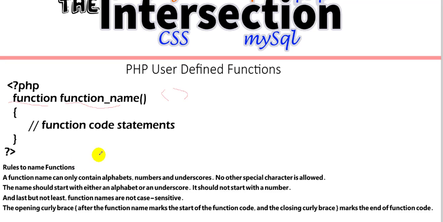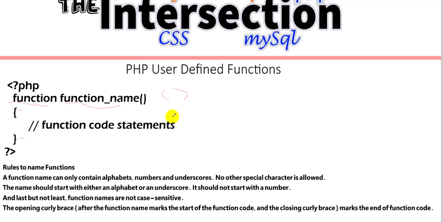There are rules to name the function. One of the rules: the function names can only contain alphabets, numbers, and underscores. You can't use any special characters in the function name. The name should start with either an alphabet or an underscore, but it cannot start with a number. Function names are not case sensitive, and then the opening curly bracket and the ending curly bracket, and the statements in between.